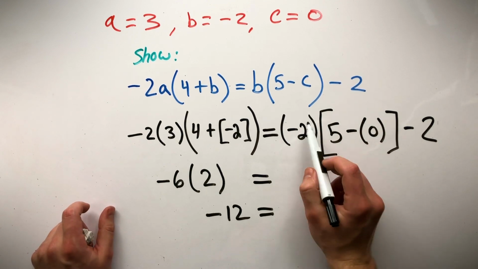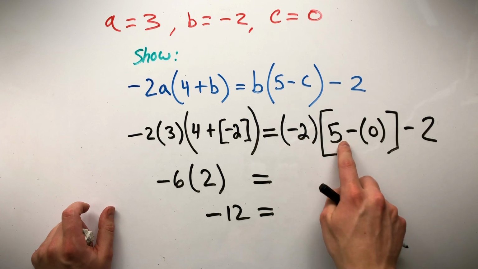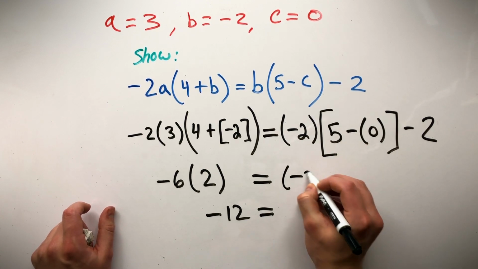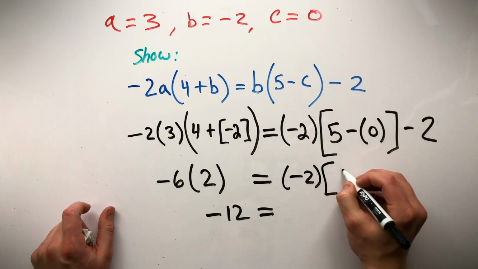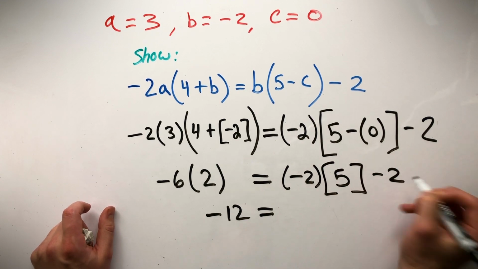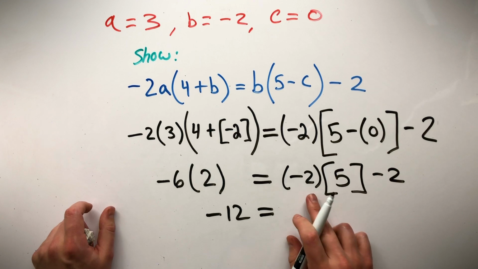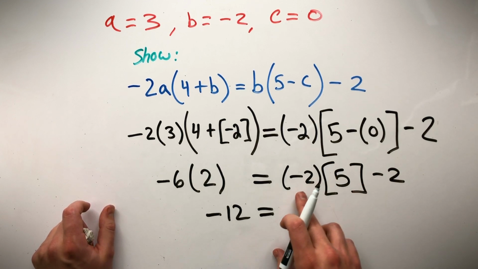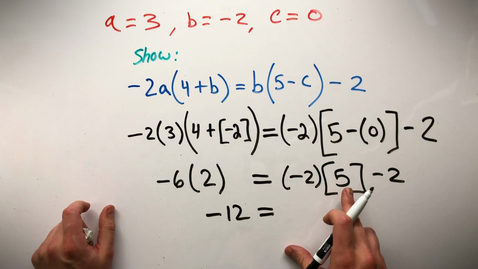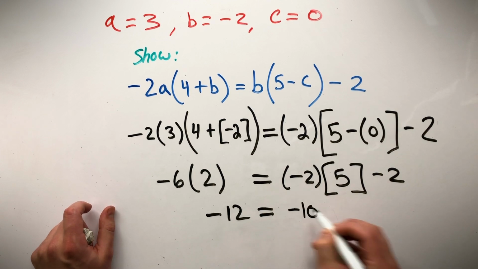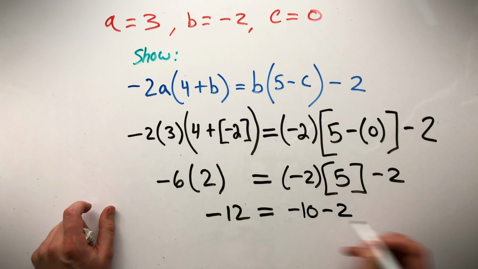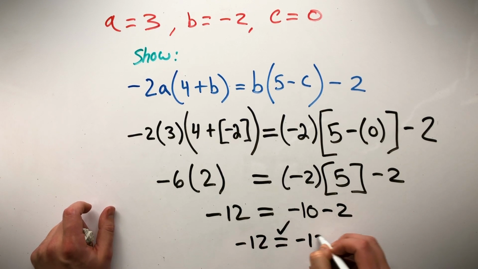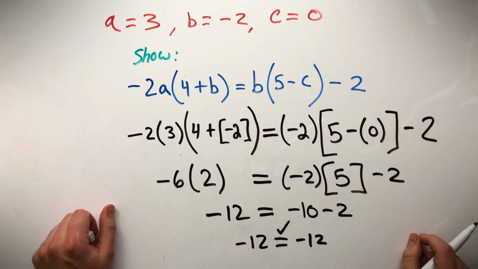Again, we could distribute, right? Use the distributive property, but since there are no variables in here, I know all the numbers, I'm just going to run the math. That becomes -2 times 5, because 5 minus 0 is 5, minus 2. Order of operations says I have to do multiplication before addition or subtraction from left to right here. So -2 times 5 is -10. -10, bring down the 2, -2, and look at that. -12 does indeed equal -12.